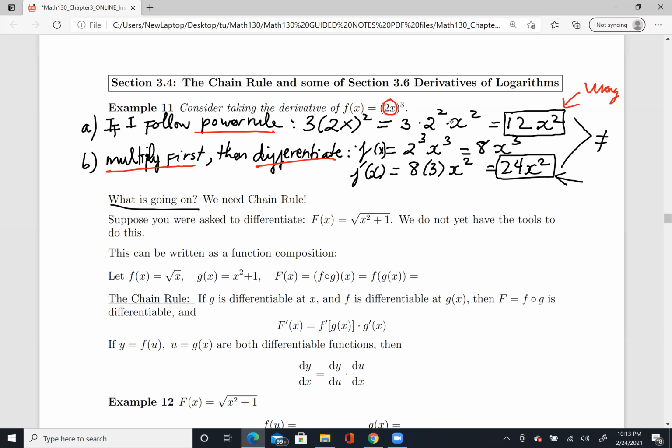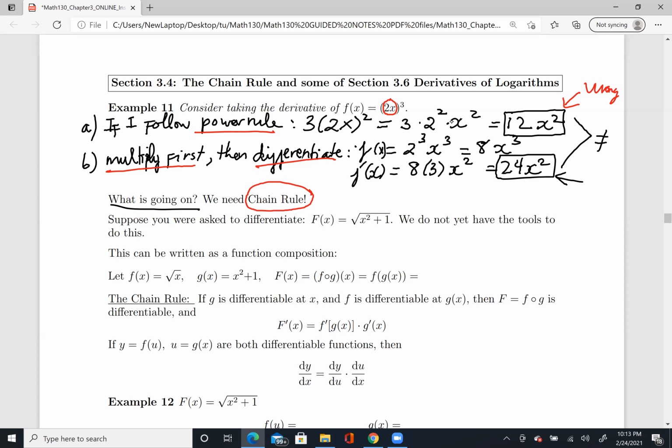What we should do in this case, you may use multiply first and then differentiate, but later on, if you have so many complicated things, that should not be a good idea. So what we need to do in this case is use the chain rule. Okay.